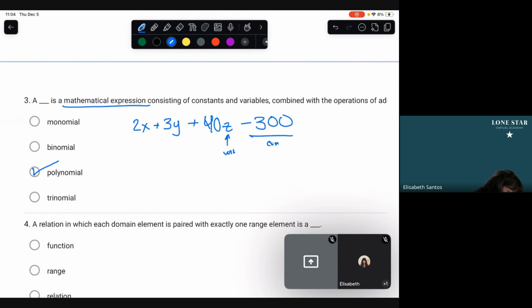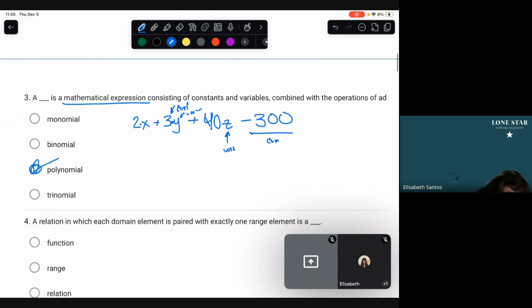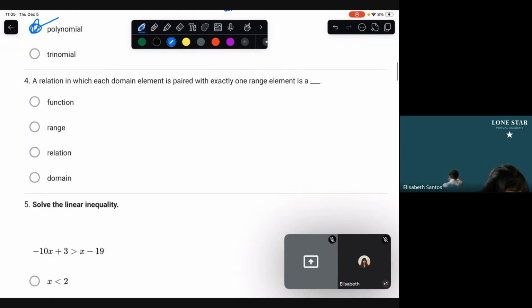Okay, it's an expression that consists of constants, like 300, constant, variables, combined with operations of addition and multiplication. So this is the multiplication that's happening between the coefficient and variable, and that is called a polynomial. Okay, number 4, a relation in which each domain element is paired with exactly one range element is called a function. Okay, so just remember, domain are the x values, range are the y values. So each x only has one y.